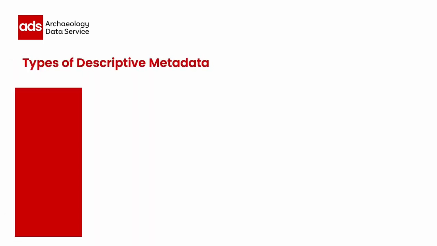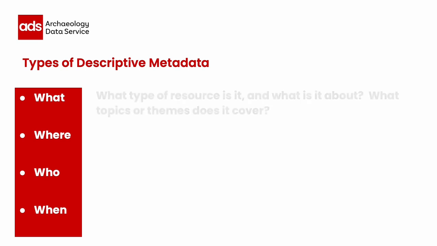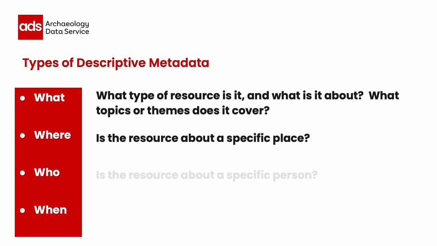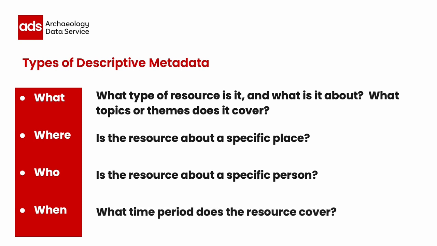How we use descriptive metadata can be broken down by answering 4 basic questions based around what, where, who, and when. What type of research is it and what is it about? Is the resource about a specific place? Where is that place? And is the resource about a specific person? What time period does the resource cover? And will it be of interest to users researching a particular historical period or event?